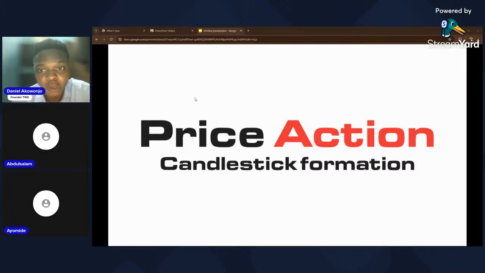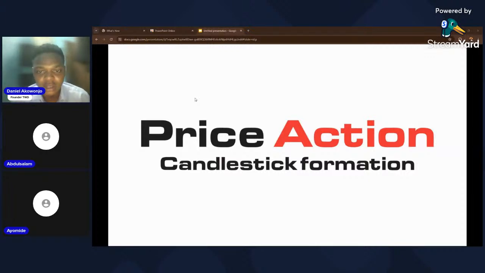Okay, so today I'll be talking about price action, and how they work and how everything works. Pretty much, I'll be starting with candlestick formation. Price action comes in different ways. It comes in patterns, but today let's just focus on candlestick formation.